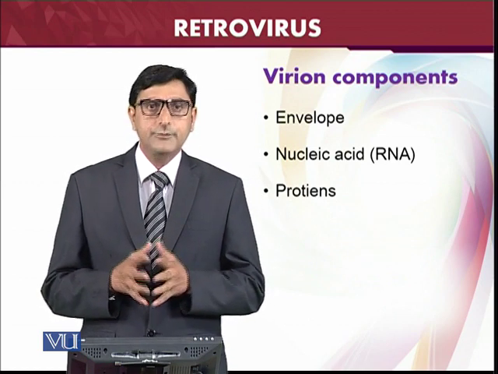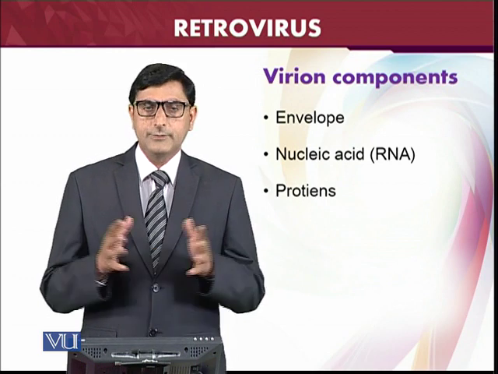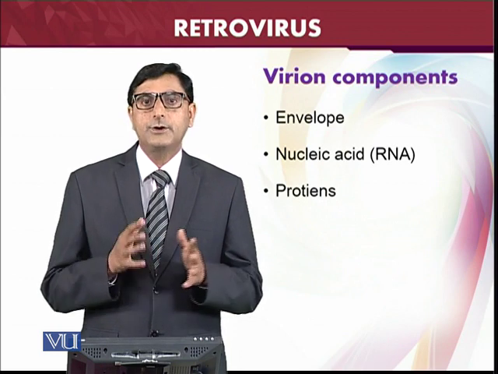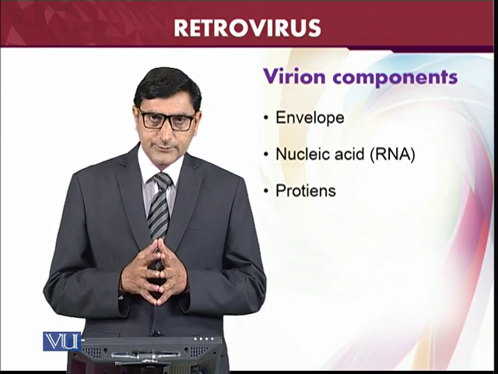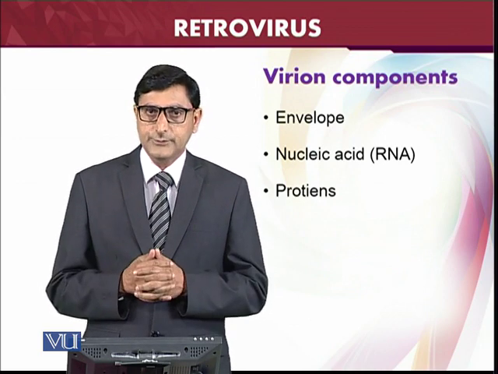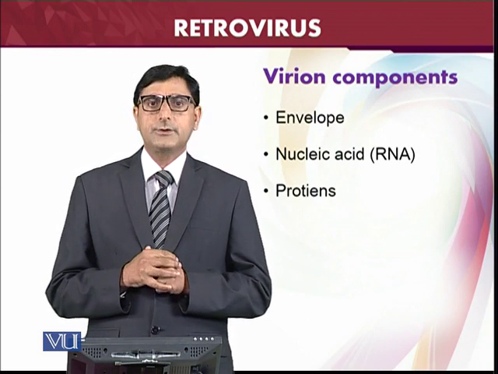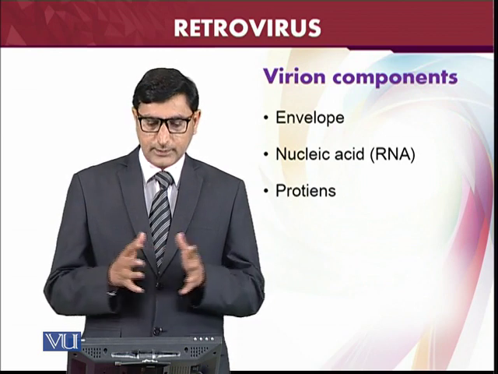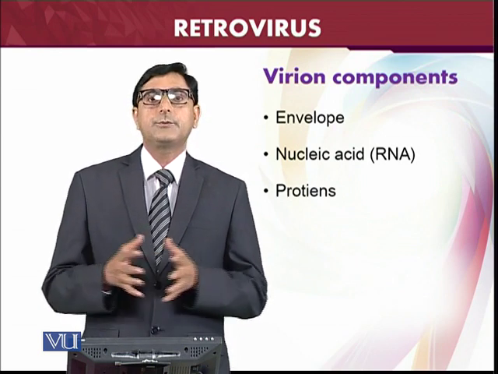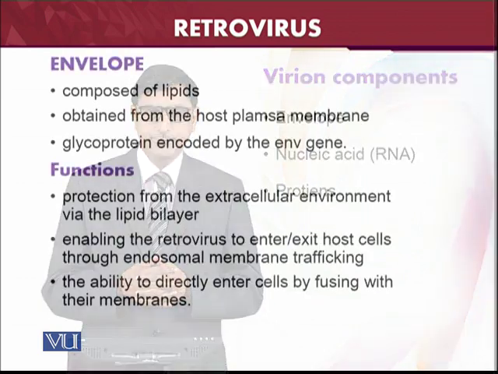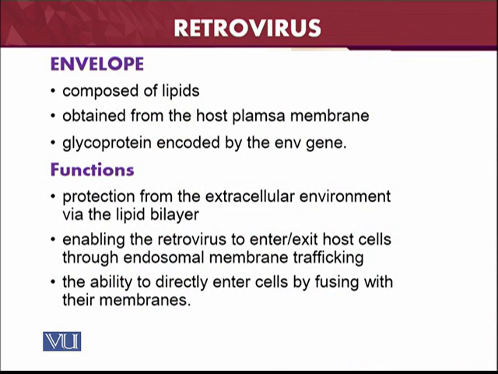These are the envelope, which we have already studied. All retroviruses have the capsid, which is surrounded by an envelope. Then there is the nucleic acid, the RNAs: two identical copies of RNA, along with the reverse transcriptase enzyme, which is a salient feature of the retroviruses compared to other viruses. Then there are proteins. Different kinds of proteins are always present inside these virions, which we will study one by one. The envelope is composed of lipids obtained from the host plasma membrane.